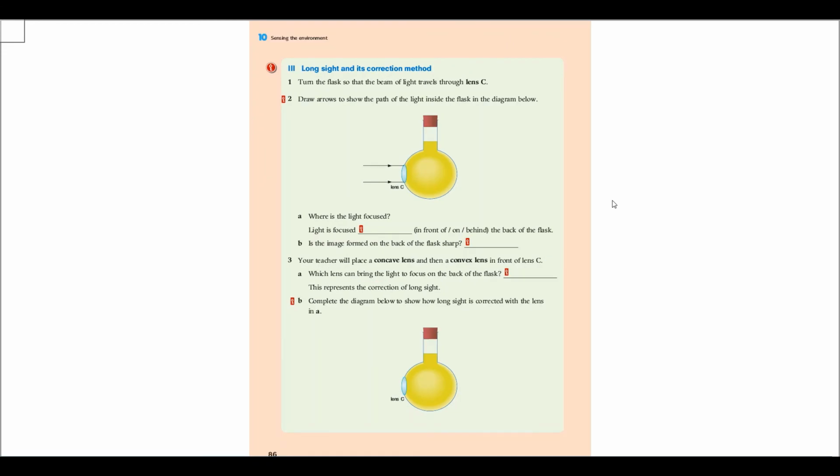Okay, lens C will be about long sight, right? You can see long sight actually at the back. Of course, because it is passing through the flask, this point you cannot see, but at the back, again, the image is not sharp because light is focused behind the back of the flask. So it is not sharp. Only at this point will it be sharp. Other points are all not sharp, alright?